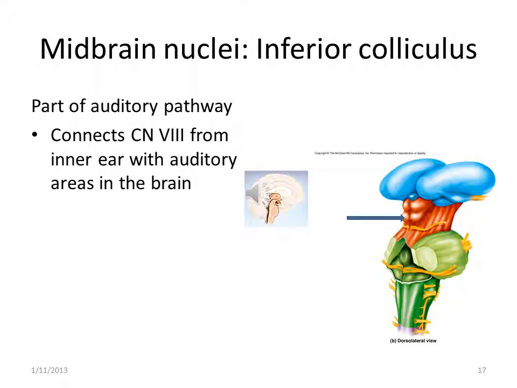The inferior colliculus, indicated by the blue arrow on this slide, is part of an auditory pathway. It connects the inner ear and the cranial nerve that emerges from the inner ear, the vestibulocochlear nerve, with auditory areas of the brain.